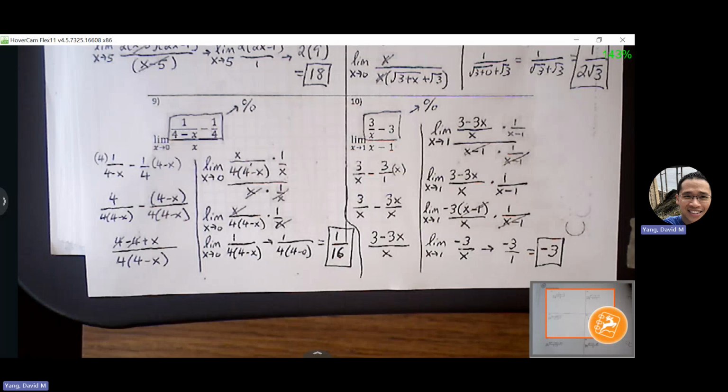Number 9 and 10, they both look like complex fraction problems, but we always want to take our first step, convince ourselves that there's actually a hole before we jump into all of our cleanup steps, common denominator steps.